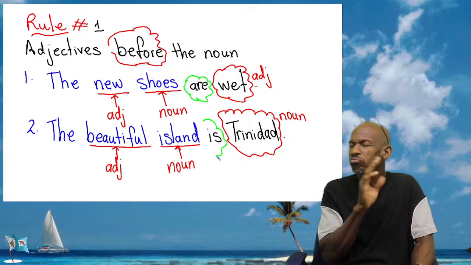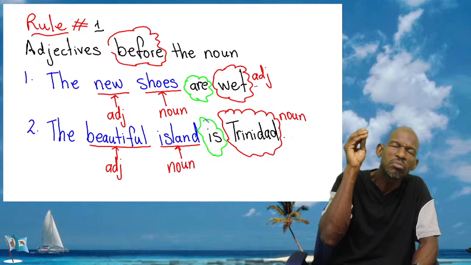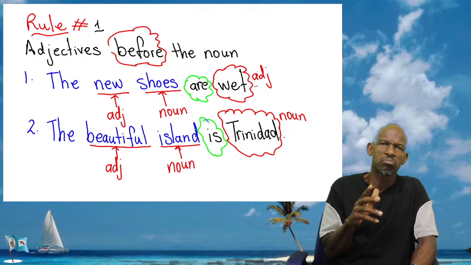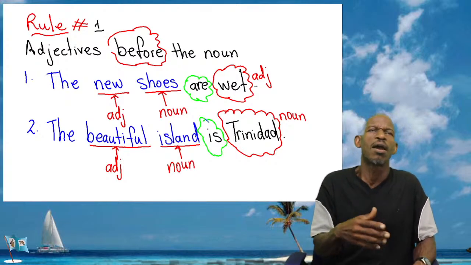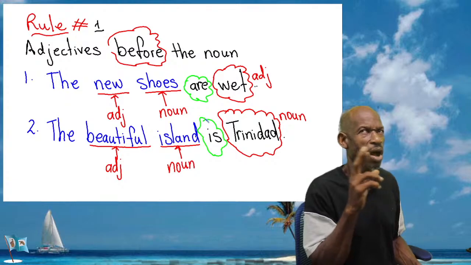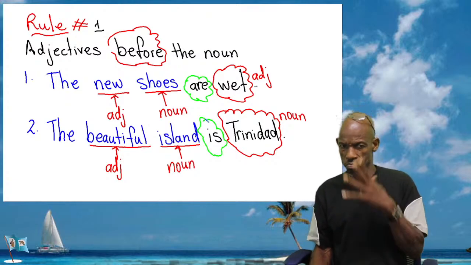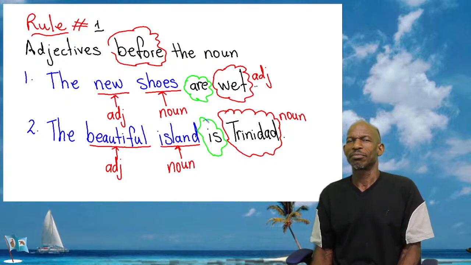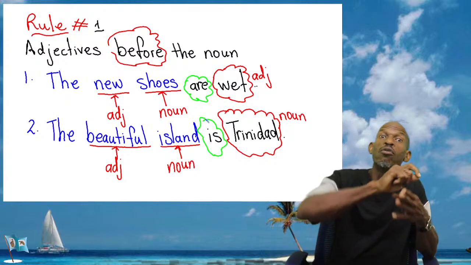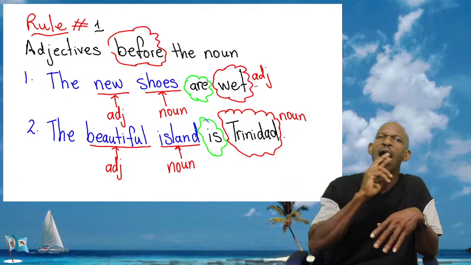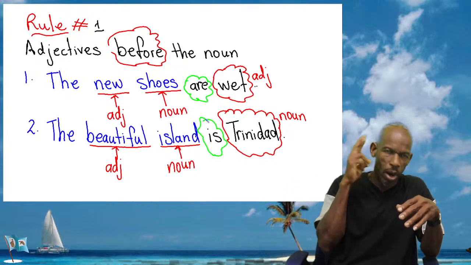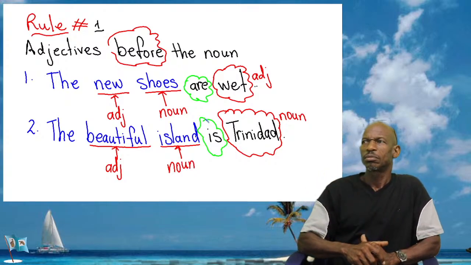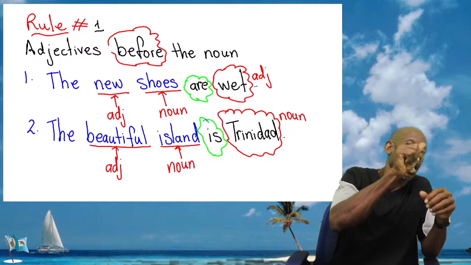I have to use is, I have to use are. And in sign language, we don't use those words. We just say, beautiful island, Trinidad. Or Trinidad, beautiful island. We sign that. We take out the is. But in English, there must be a word order. So I can put adjectives before the noun, island. Or I can put an adjective before the noun, shoes.